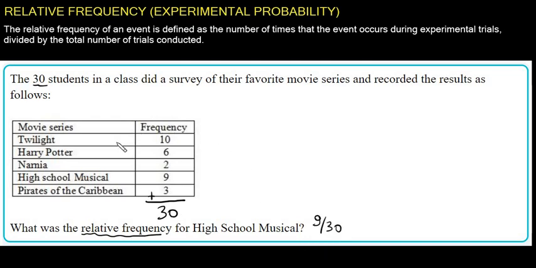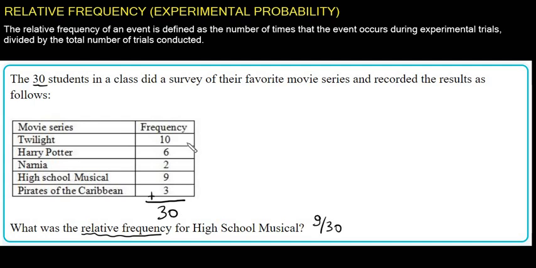If you remember our topic, simple probability, these are our outcomes. All possible outcomes: Twilight, Harry Potter, Narnia, High School Musical, Pirates of the Caribbean. And we have an experiment. We asked 30 students about their favorite movie and they answered. The relative frequency for High School Musical will be the frequency over the total frequency, 9 over 30. Let's find the relative frequency for each outcome.